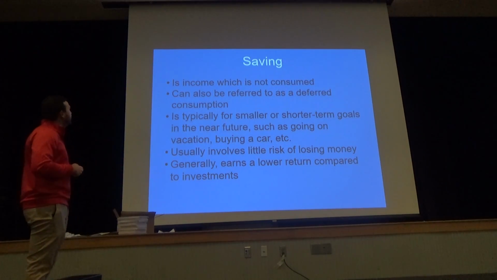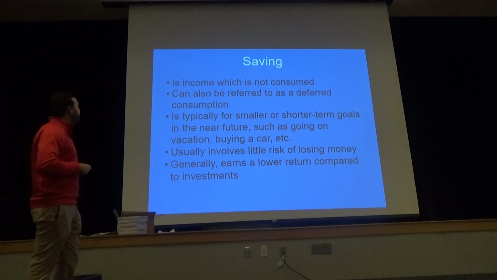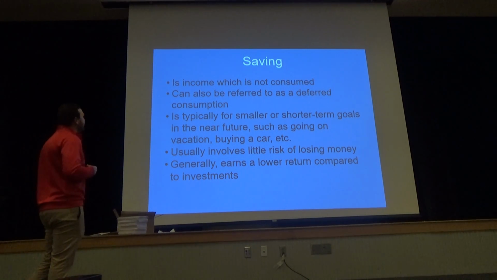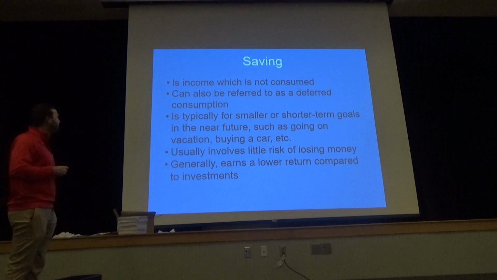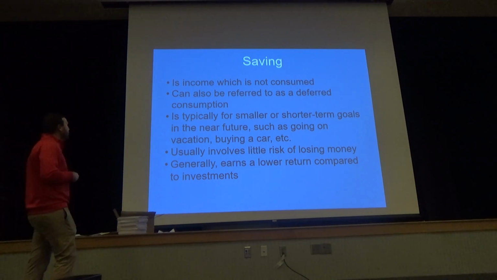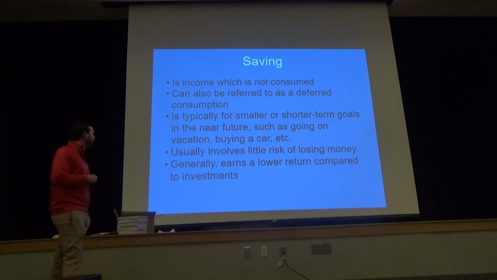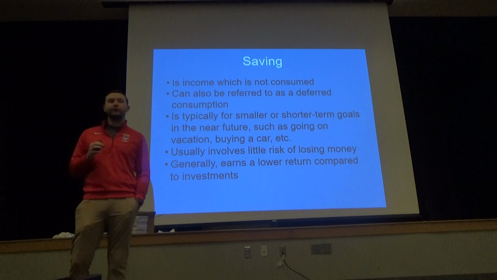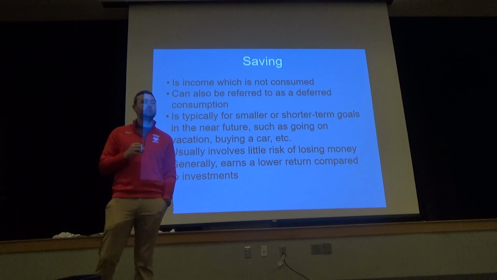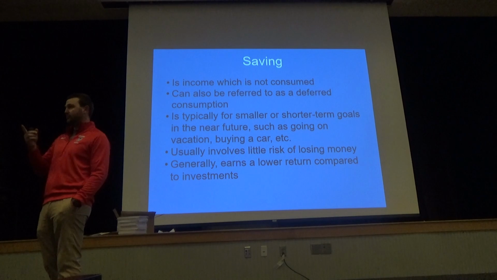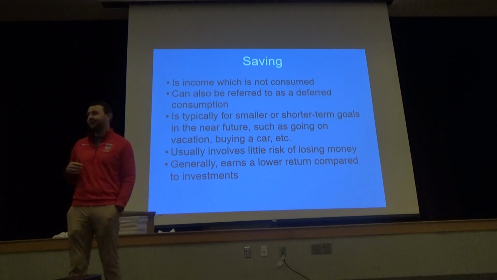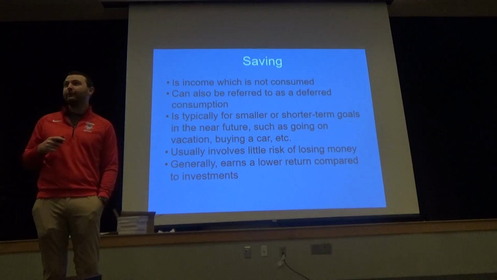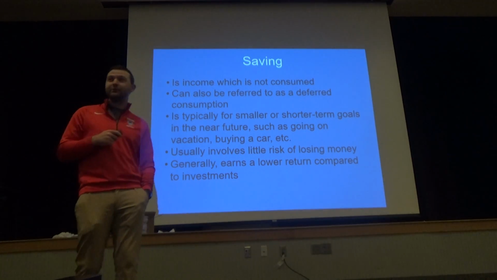We'll skip to saving again. So this is income which is not consumed, that we don't spend. It can be referred to as deferred consumption. And it's typically for smaller or shorter term goals in the near future, such as going on vacation, buying a car, etc. Does anybody have a goal right now that they're saving towards? At all? You can say it. Nobody? Yes, Brandon? Dumbest goal ever, being able to have enough money to get something from the vending machine. Get something from the vending machine? That shouldn't take too long.